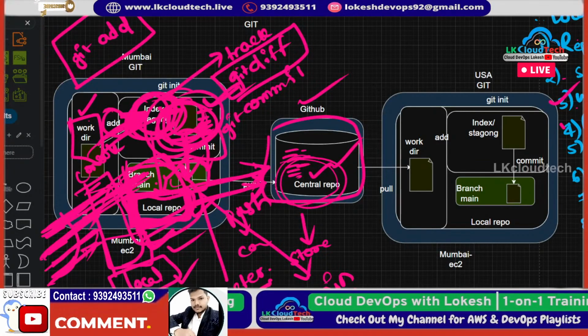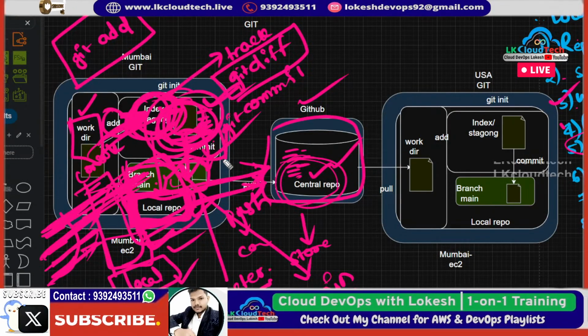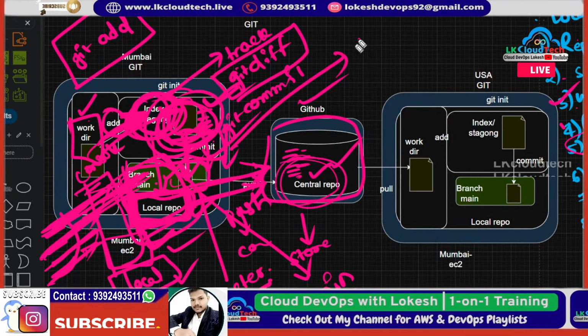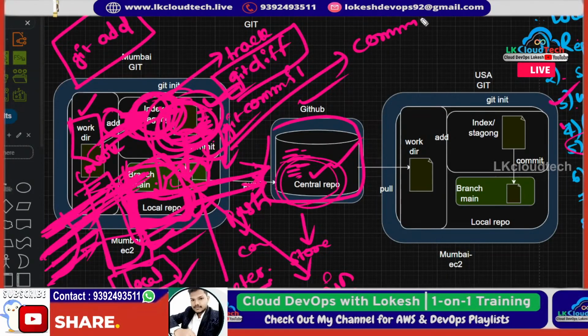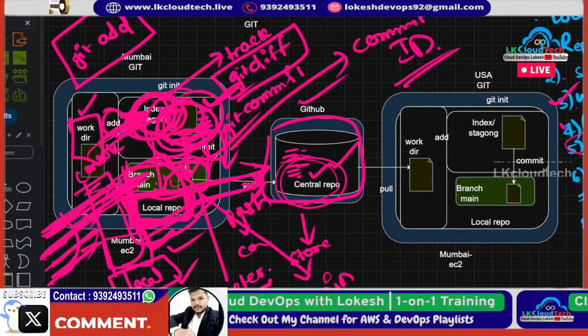Okay. So next, commit. I already discussed commit. Whenever you do a commit, it has a commit ID also. Next, versioning.